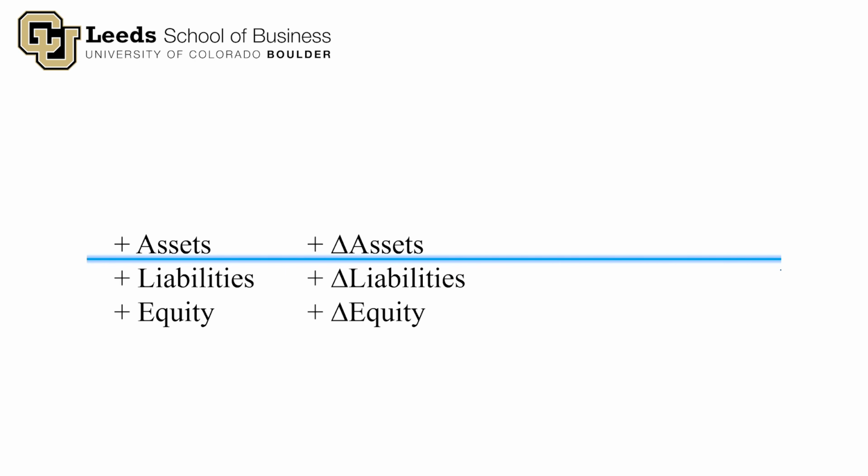If assets go up by 10, then since assets equals liabilities plus equity, it must be true that the change in liabilities plus the change in equity must be 10. It just must be true. So that's the first transformation that I've done.